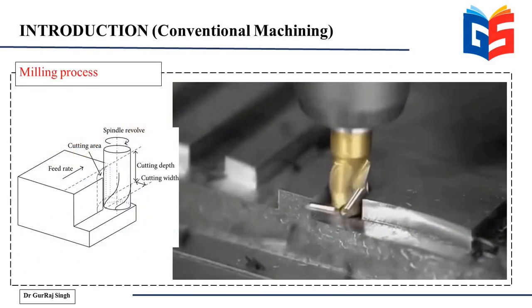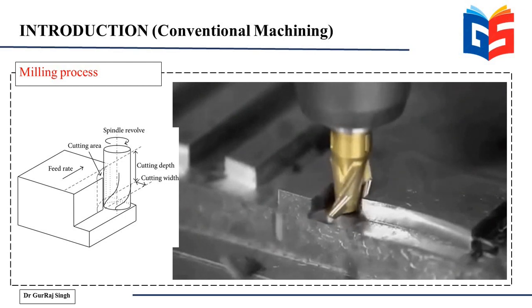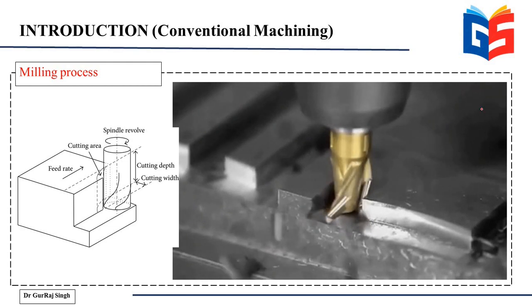Next, we come to milling process. Now, what do you mean by milling? Milling is a similar process when you compare it to turning, but there's actually a huge difference. In case of turning, it is your tool that is stationary while your workpiece is rotating.